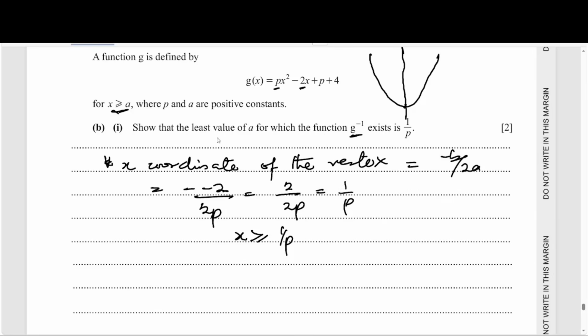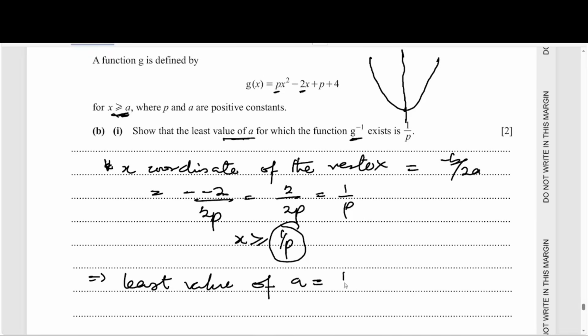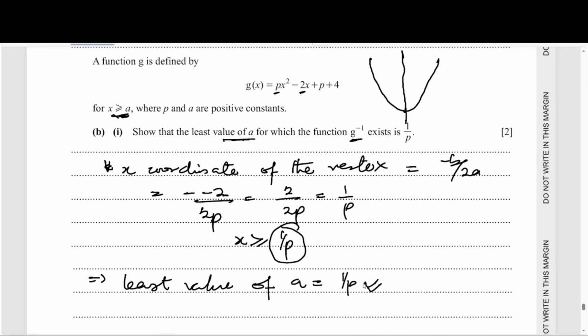So the minimum of all these values, you see that shows the least value of a, right? The minimum of this value, so it means that this x greater than or equal to 1 over p is what is represented by a over here, right? And the minimum of x greater than or equal to 1 over p is 1 over p. So we can conclude that the least value of a is equal to 1 over p as required in the question.